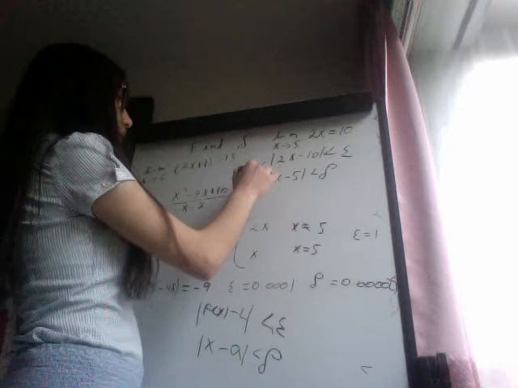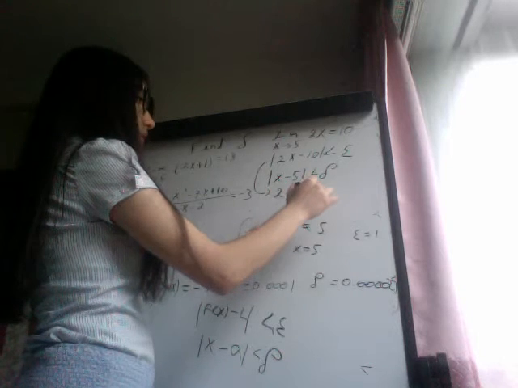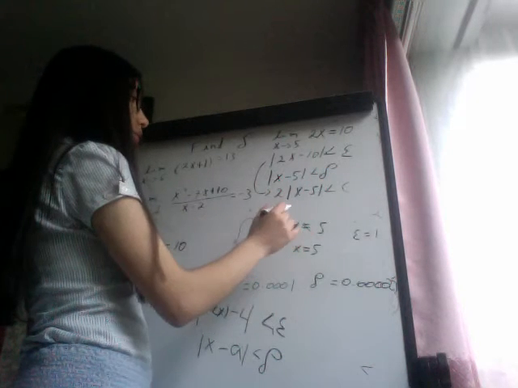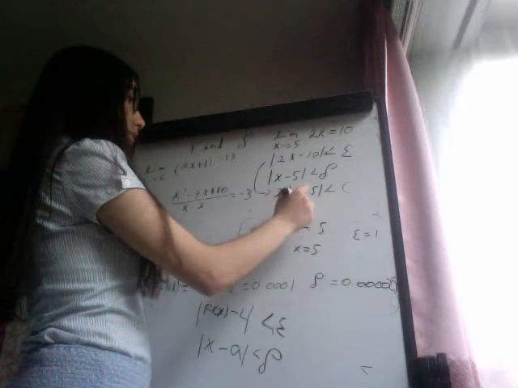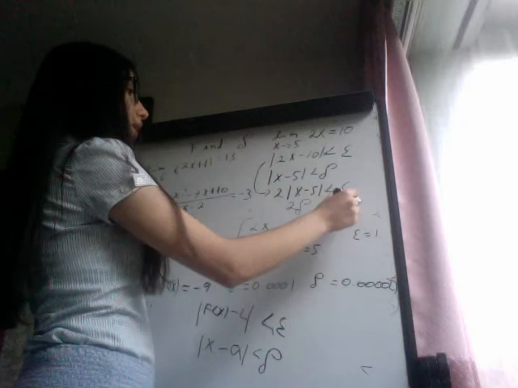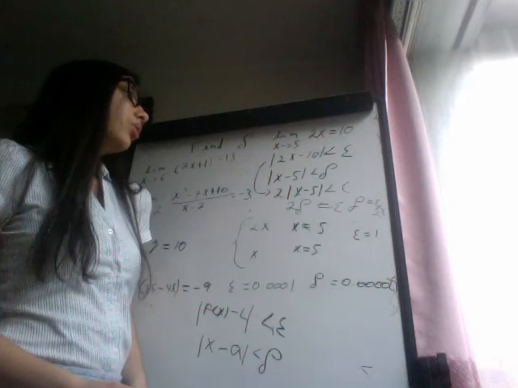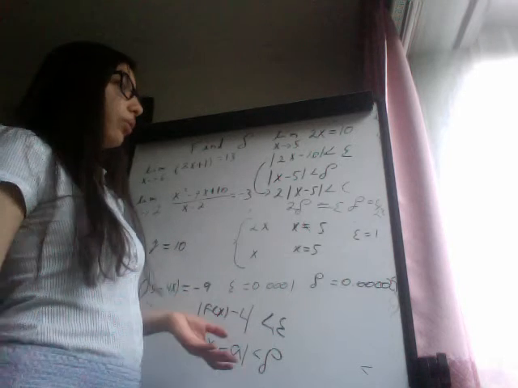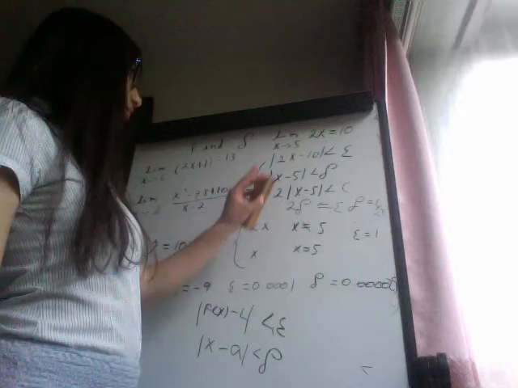First here we can take out the 2. We have 2 times the absolute value of x minus 5 is less than epsilon, or this is delta, and so 2 times delta is epsilon. So delta is epsilon divided by 2. So now you can say whatever epsilon you want, and we would give you the delta. Alright.